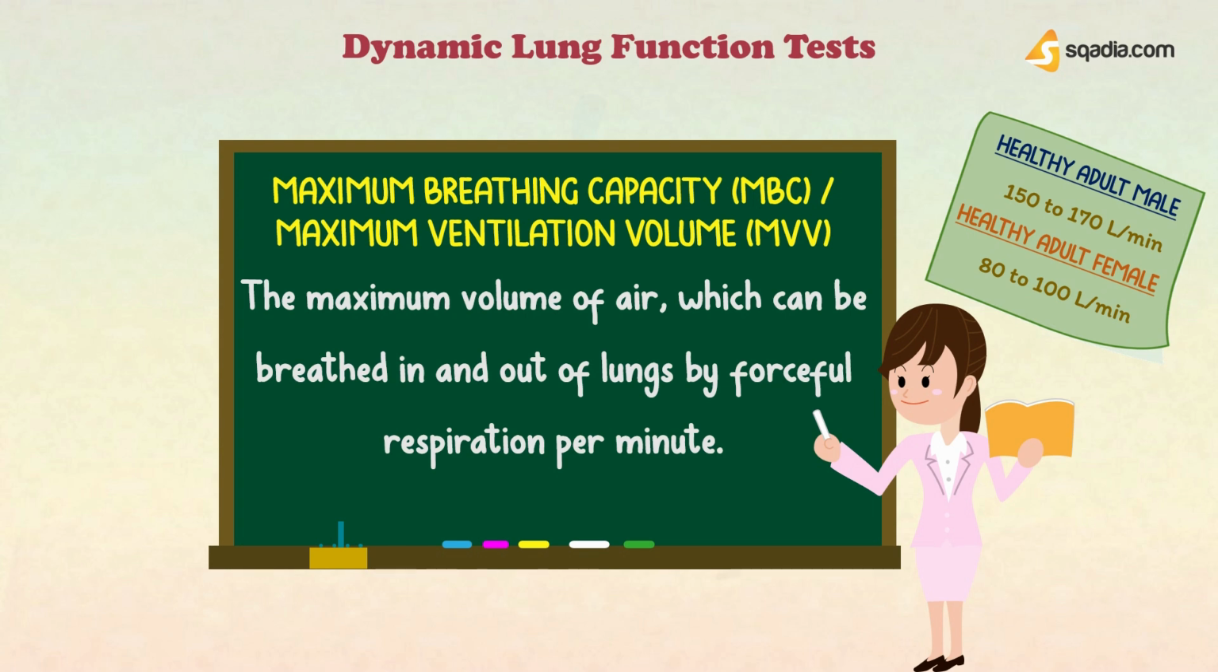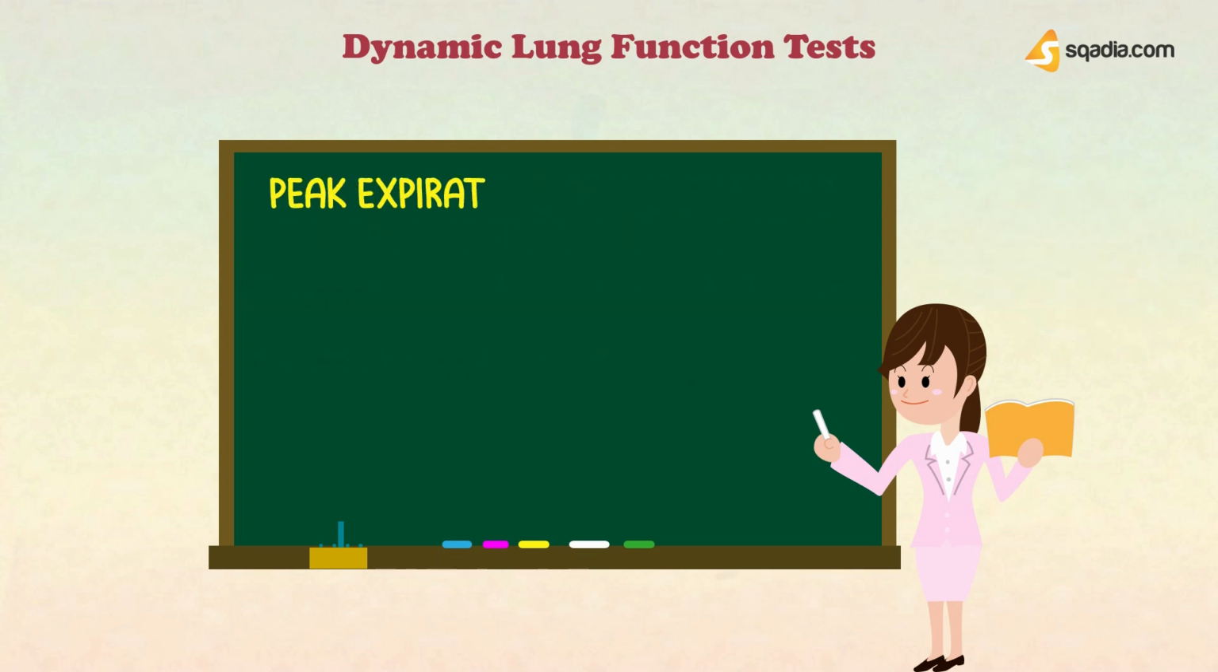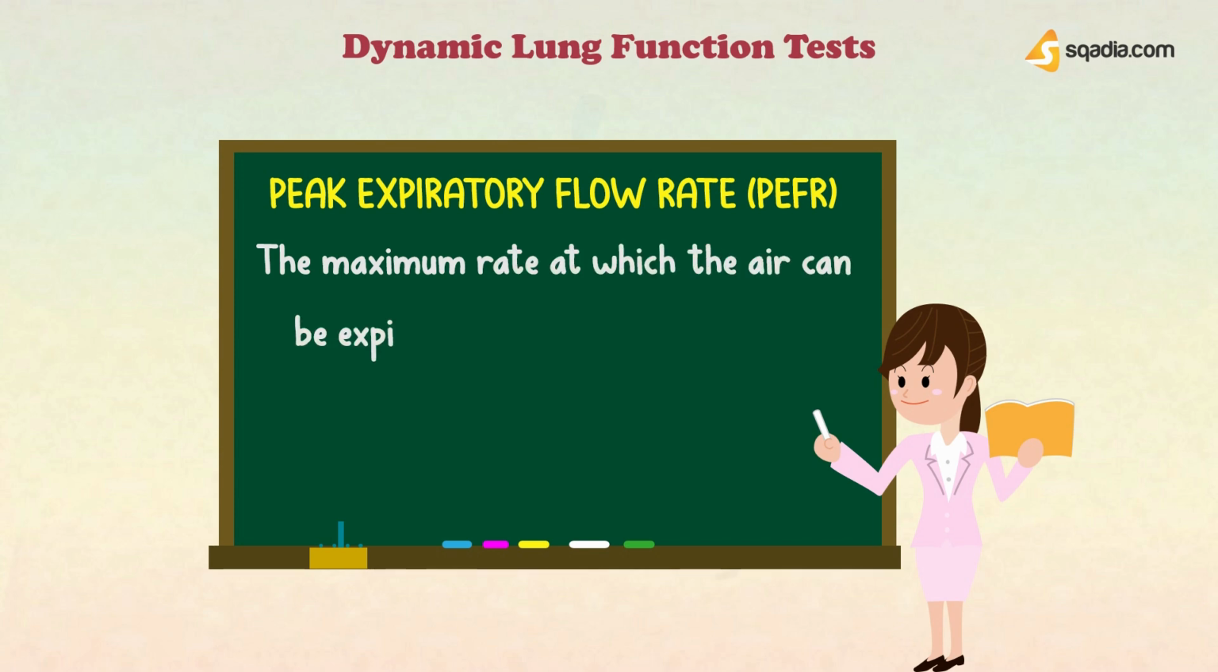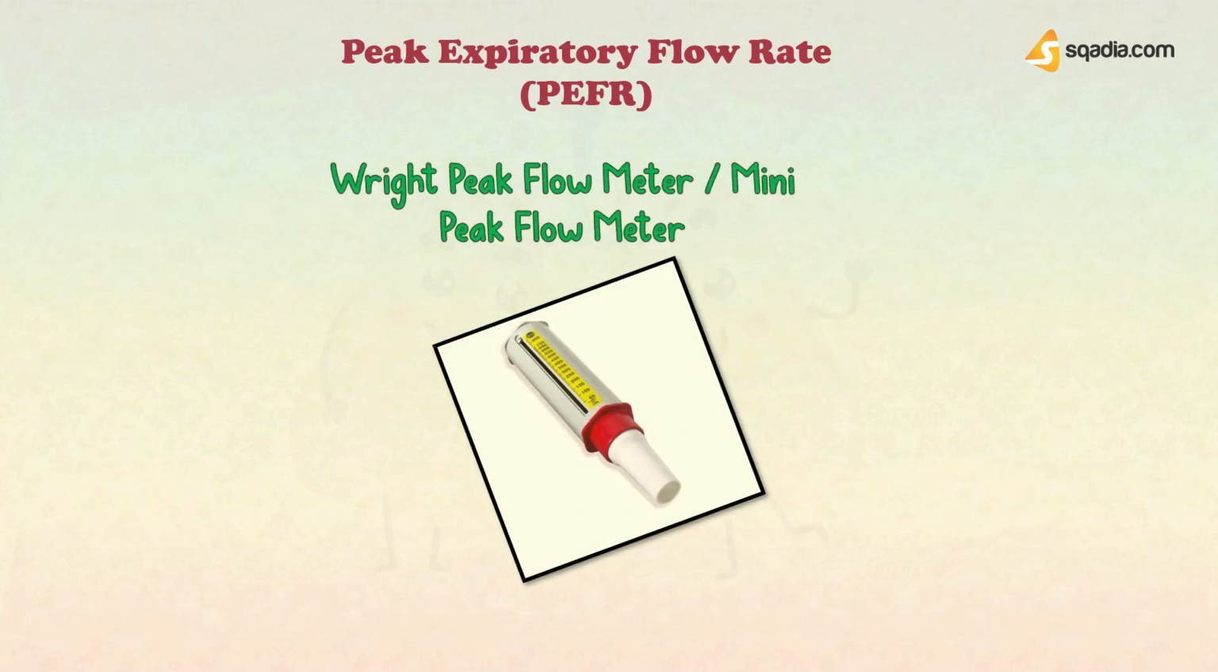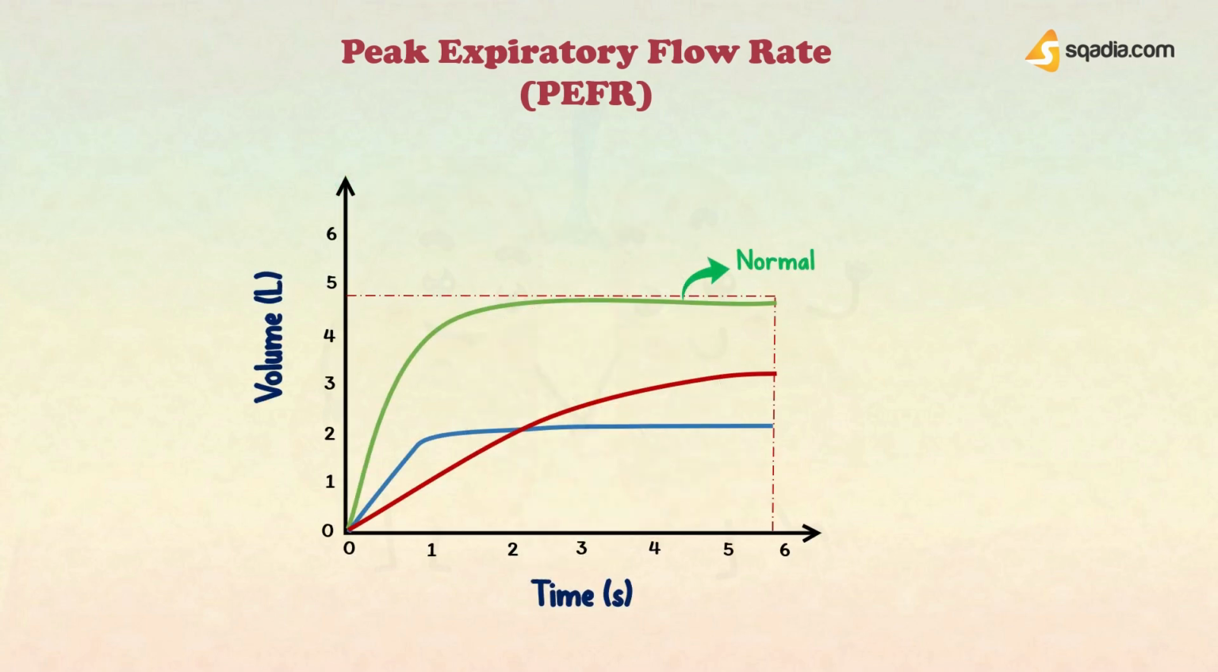Now the last one is the peak expiratory flow rate, or PEFR, which is the maximum rate at which the air can be expired after a deep inspiration. In normal persons, it is 400 liters per minute. It is measured by using a Wright peak flow meter or a mini peak flow meter. Now, its determination is useful for assessing the respiratory diseases, especially to differentiate the obstructive and restrictive diseases. Generally speaking, PEFR is reduced in all types of respiratory disease.